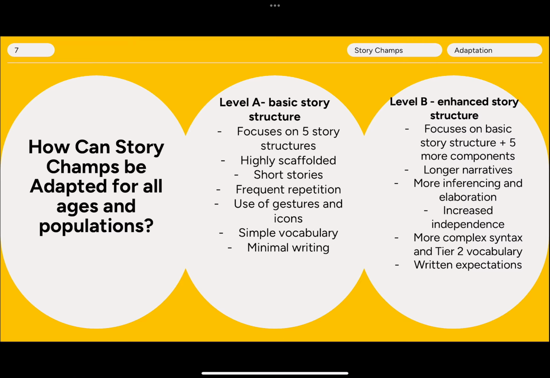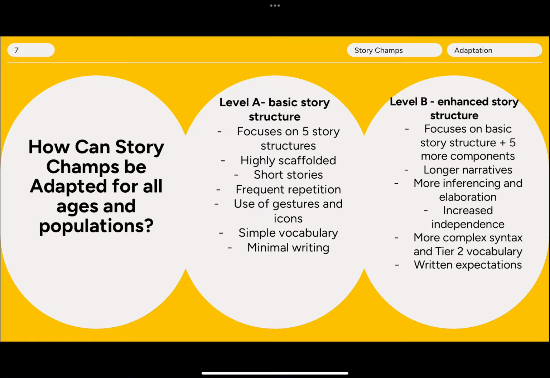Another thing I liked about Story Champs is it can be adapted for all ages and populations. So the main levels that they focused on was level A, which is basic story structure. This focuses on the 5 story structures. It's highly scaffolded, with shorter stories, lots of repetition, lots of visual icons and gestures, simple vocab, and minimal writing.